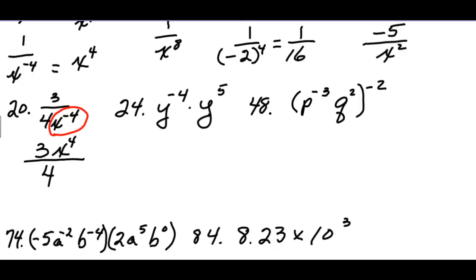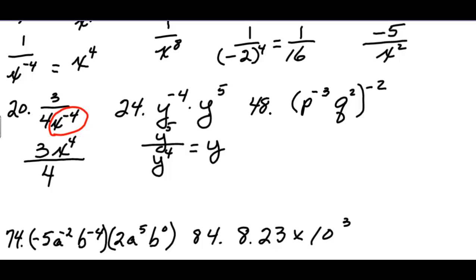In number 24, we have two ways of looking at that. If you took a negative 4 and added it to a positive 5, you combine those, you get y to the 1st. Or if we did this, y to the 5th stays the way it is, and we put y to the 4th underneath and make it positive. Now both our exponents are positive, but we've got y to the 5th divided by y to the 4th. 5 minus 4, just y to the 1st, or y.